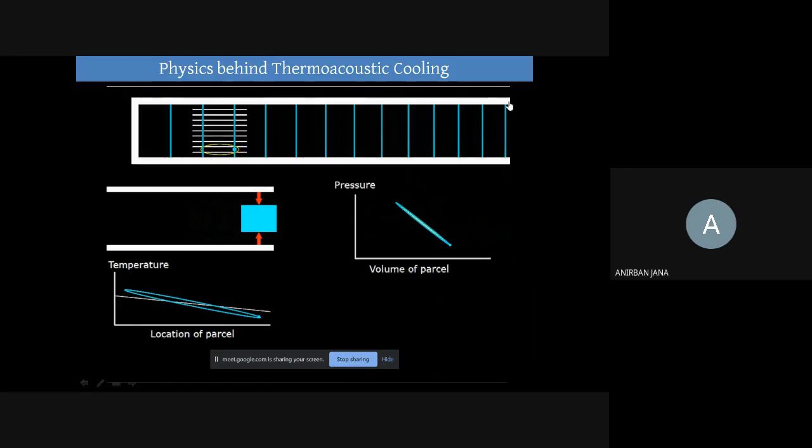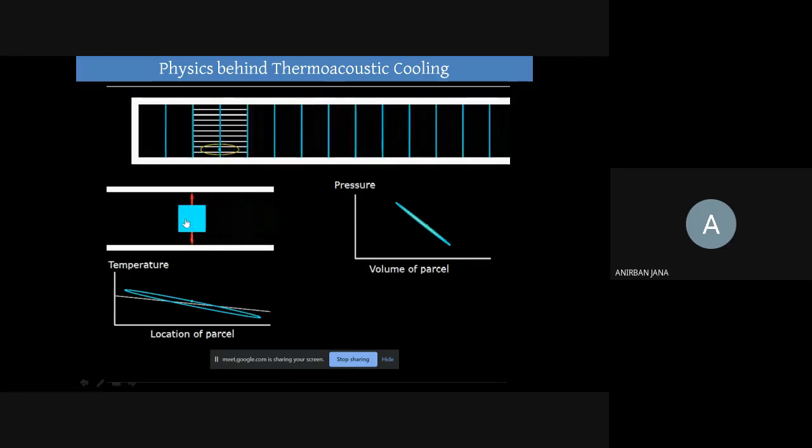So what you have is an open tube. One side is closed. You introduce sound from this end. Since this is a closed tube, you have a standing wave generated in it. And this is the stack which we are talking about. If you look at the temperature and the location of a parcel graph, this white line is the temperature gradient which exists in the stack.